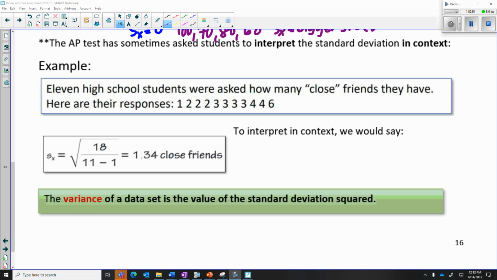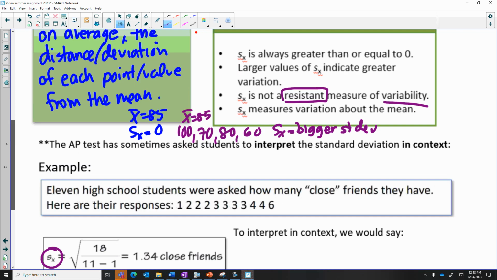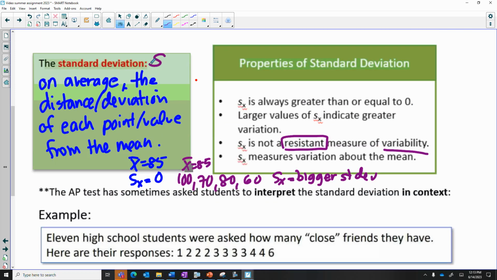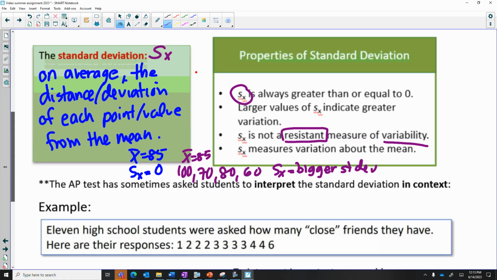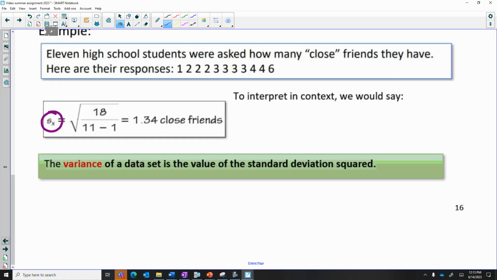So they computed the standard deviation, which is called S sub x. And that actually is something I should have written in here. Standard deviation is the symbol S sub x. It says it here as well. That is the sample standard deviation. And they got 1.34. So what does this mean in the context of the question?